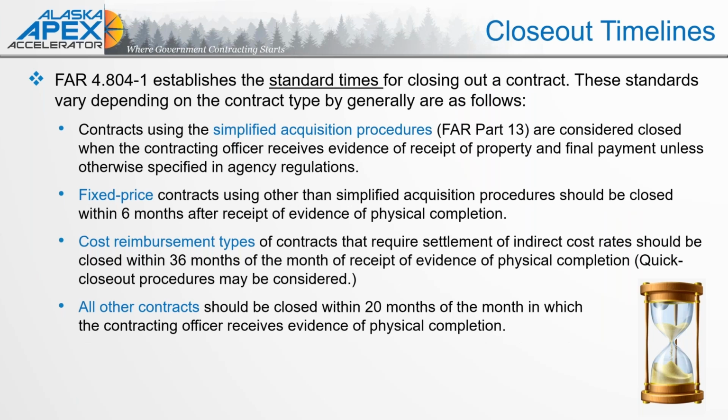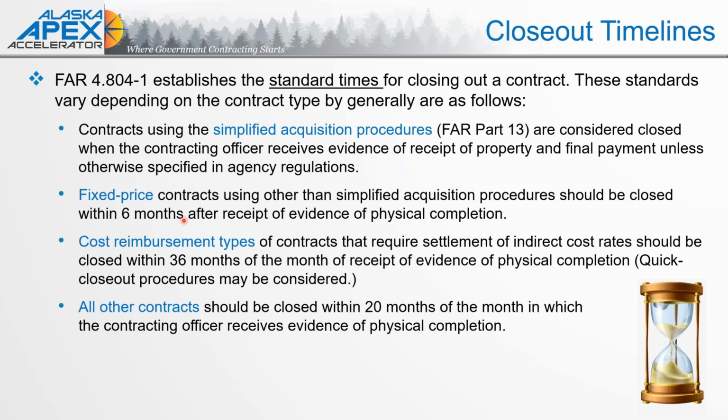Timelines. So we're not going to go over a lot of these, but the two that we're going to pull out, under simplified acquisition procedures, it's considered closed when the contracting officer receives evidence of receipt of property. So any government held property plus any of the deliverables that were itemized on the contract, and final payment, of course, unless it's specified for specific agencies. There's always that unless or exception for the rule, it seems.